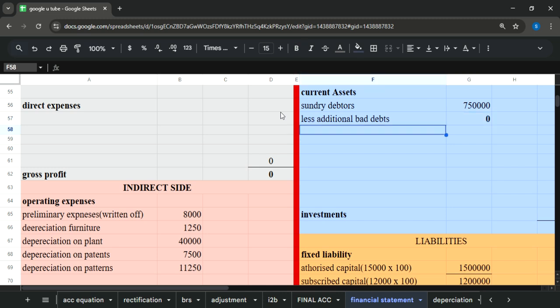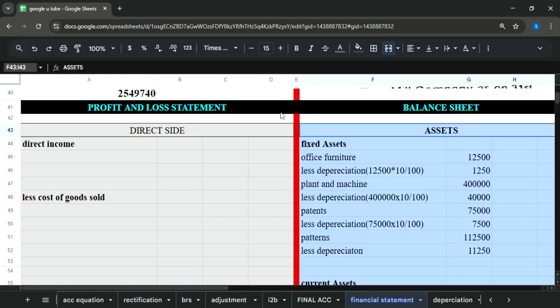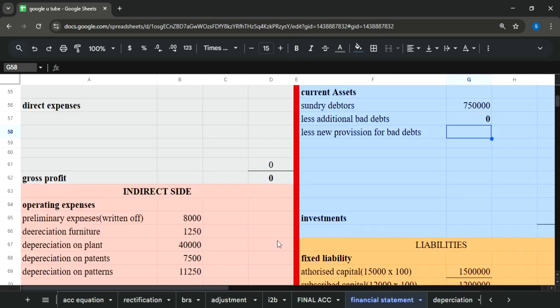After which we will be subtracting the new provision for bad debts, and you need to be focused. We are going to calculate it, so let's see how much it is. Reserve for doubtful debts 5% on debtors, and here please be focused. Look at here, 75,000 multiplied by 5 divided by 100. This way you will be able to calculate the new provision.